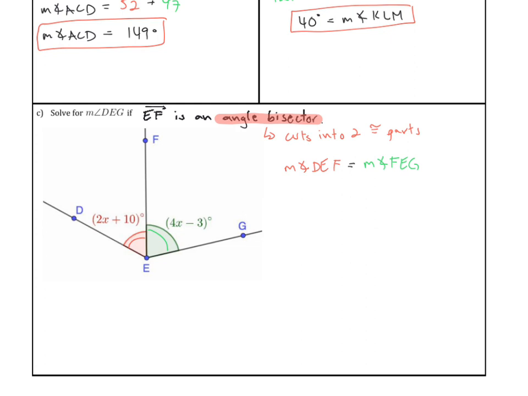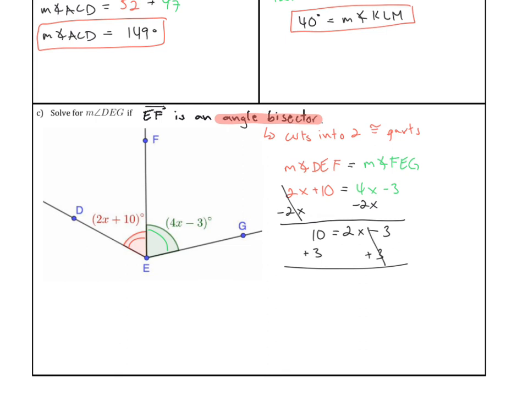Now we can go ahead and substitute in what we know. The measure of angle DEF is 2x plus 10, and the measure of angle FEG is 4x minus 3. Now we can just use algebra to solve. Subtracting 2x on both sides in order to get all my x's onto one side. My 2x's on the left side cancel out. I'm left with 10 on the left side is going to be equal to 4x's minus 2x's leaves me with 2x's minus 3. Adding 3 on both sides. My 3's on the right side now cancel out, and I'm left with 13 is equal to 2x.